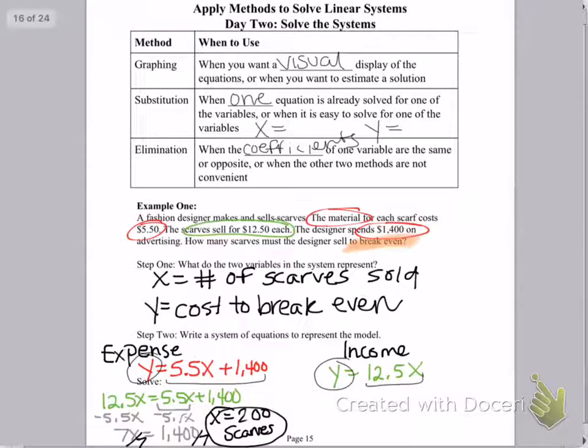Well, how much money does she have to put in to break even? Well, let's go ahead and plug that x value in to find that. So y equals 12.5 times 200. Well, multiply those together, you get y equals 2,500. So that's how much she has to spend in order to break even. So she's got to sell 200 scarves and spend about $2,500 on those scarves to be able to start making a profit.